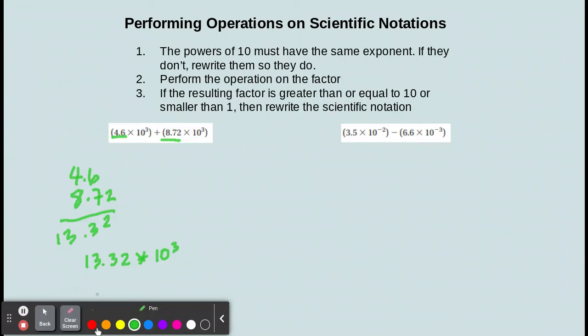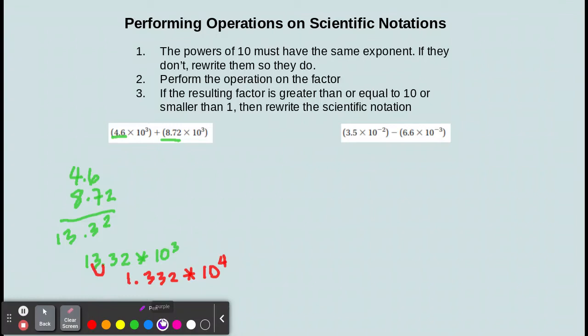All right, so we need to rewrite this. We're going to move the decimal point 1 to the left, right? So it becomes 1.332. Since we moved it to the left, we need to increase our exponent to 4. So we started with 3. So 10 to the 4th, right?